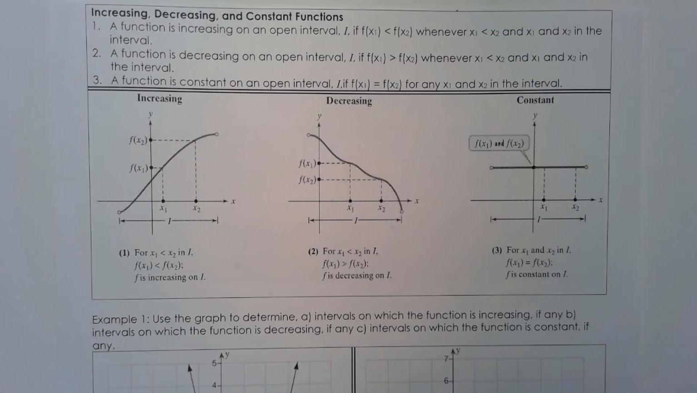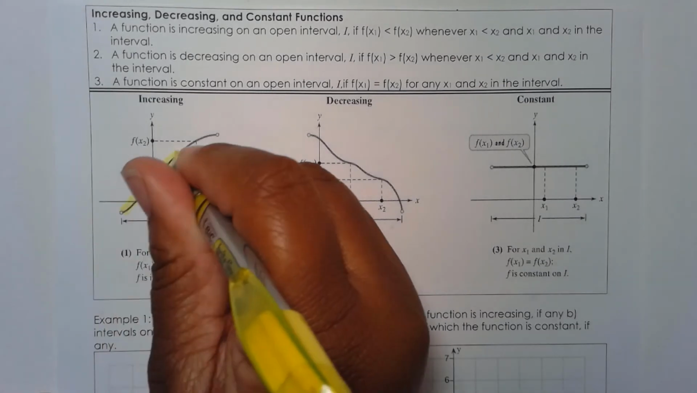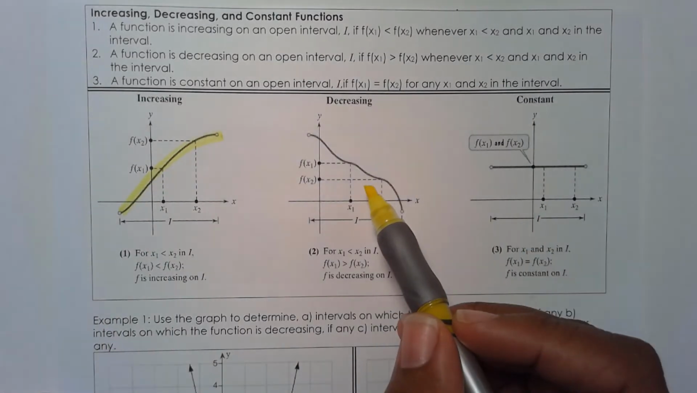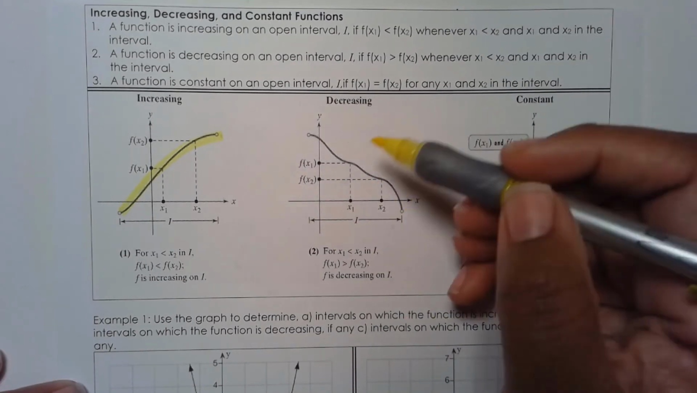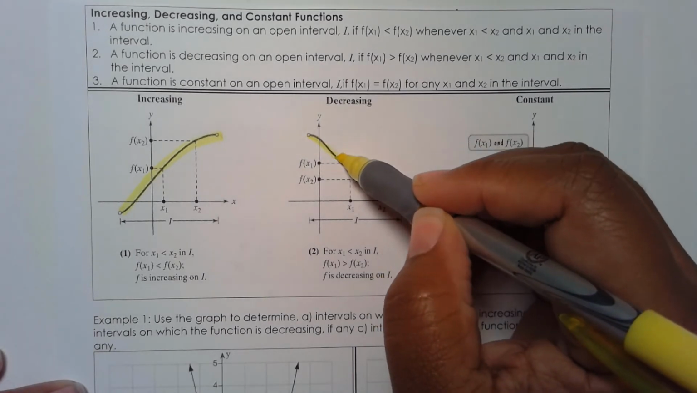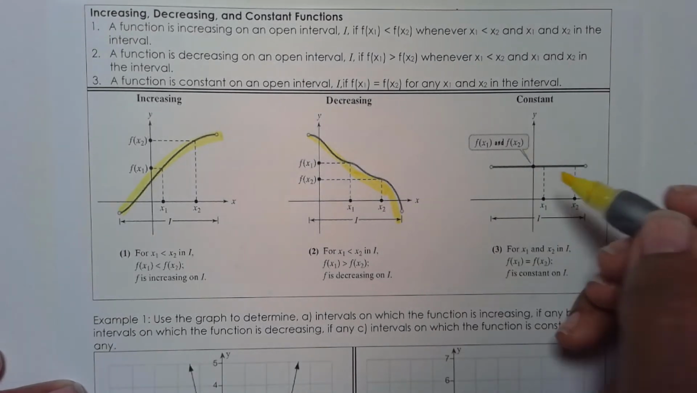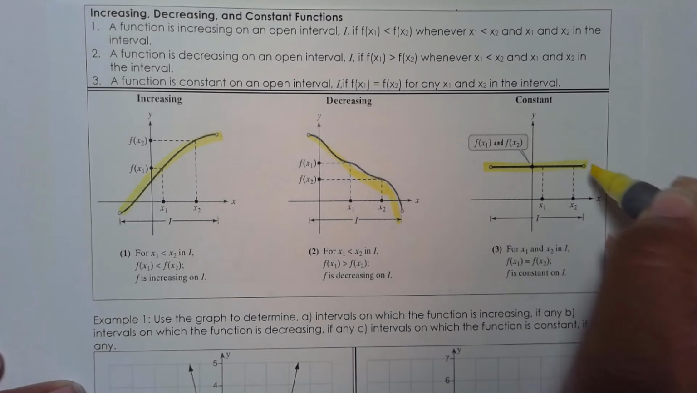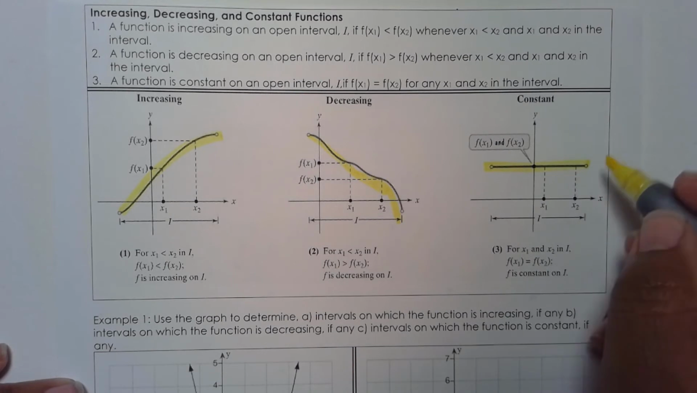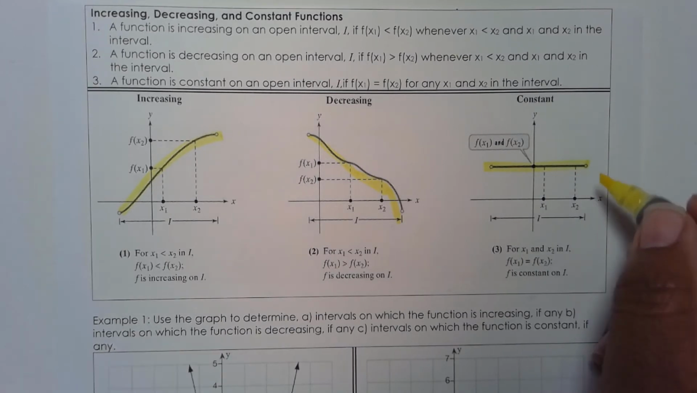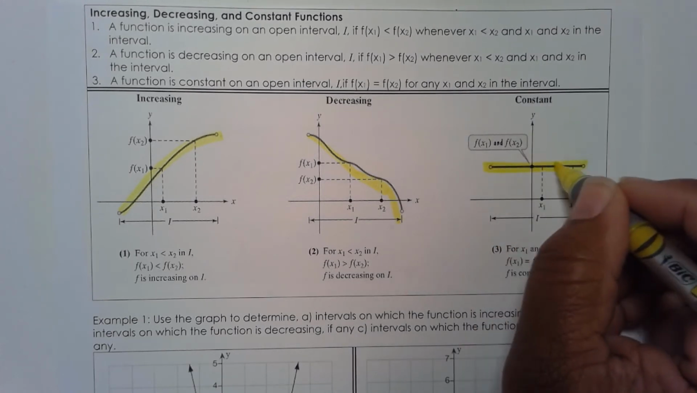As we read a graph, we want to make sure we read it from left to right. Okay, so increasing. Decreasing: a function decreases on an open interval of its domain if the graph falls from left to right on the interval. And then we have what's called a constant function. A function is constant on an open interval if its graph is horizontal on the interval. So it doesn't move, it stays constant.